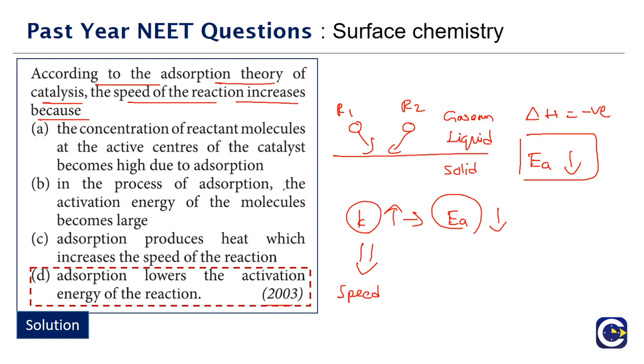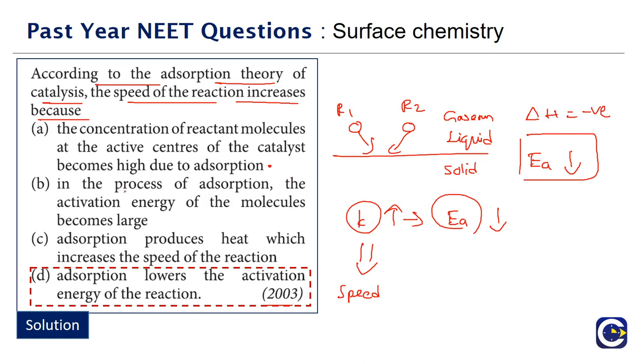We can go through the other options also. Option A is saying that the concentration of reactant molecules at the active centers of the catalyst becomes high due to adsorption, which is true, but if you look at the overall concentration of the reactant, that will not be changing.